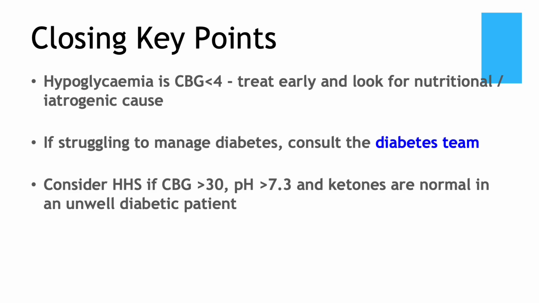So hypoglycemia is a blood glucose of less than 4, and it's important that we treat this early and look for any nutritional or iatrogenic causes. If at any point we're struggling to manage diabetes, it's important to contact the diabetic team within the trust. And we should consider HHS if the blood glucose is greater than 30 and the pH and ketones are normal in an unwell diabetic patient.